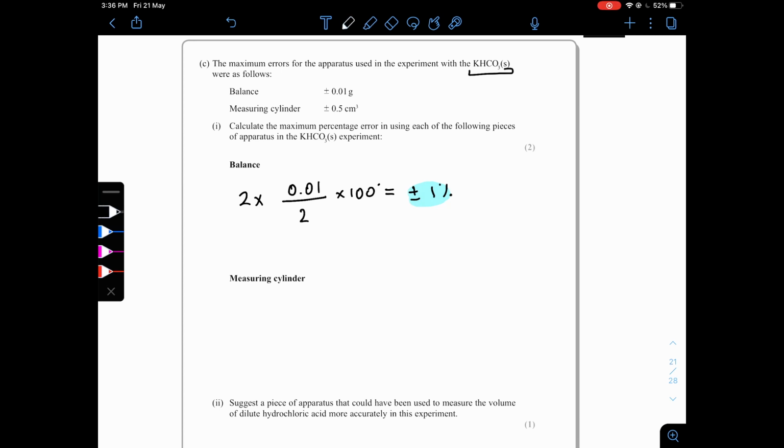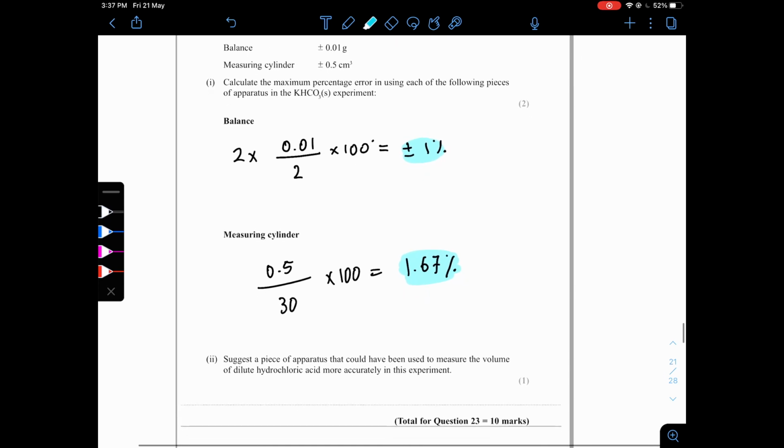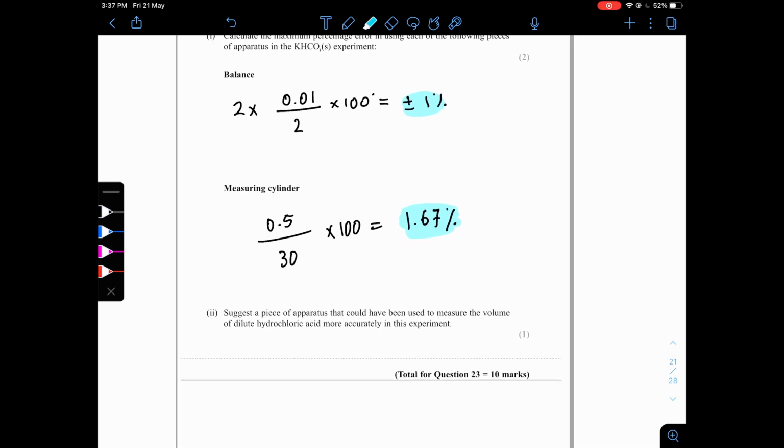The measuring cylinder, how many times do we take the measuring cylinder? We take it only once. So 0.5 divided by 30 times 100, because you only take it once, right? That gives us 1.67%. Now, a piece of apparatus that could have been used to measure the volume of dilute hydrochloric acid more accurately. We used a measuring cylinder, so a better piece of equipment could have been a burette or a pipette, the volumetric ones obviously. Both answers are recognized and are correct.